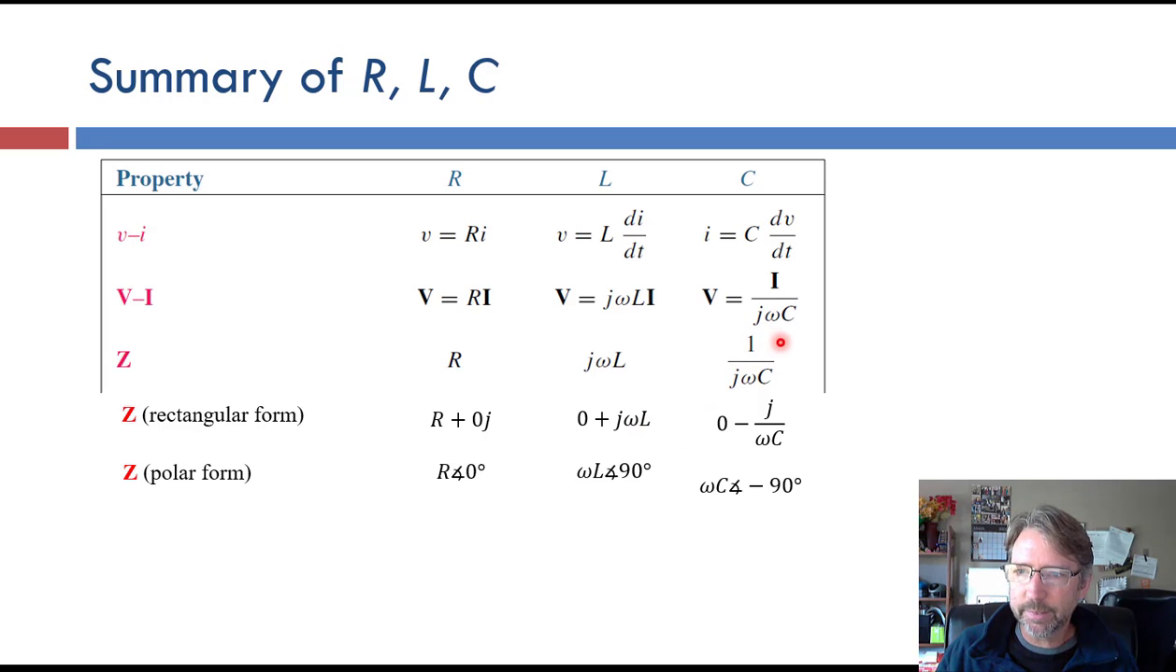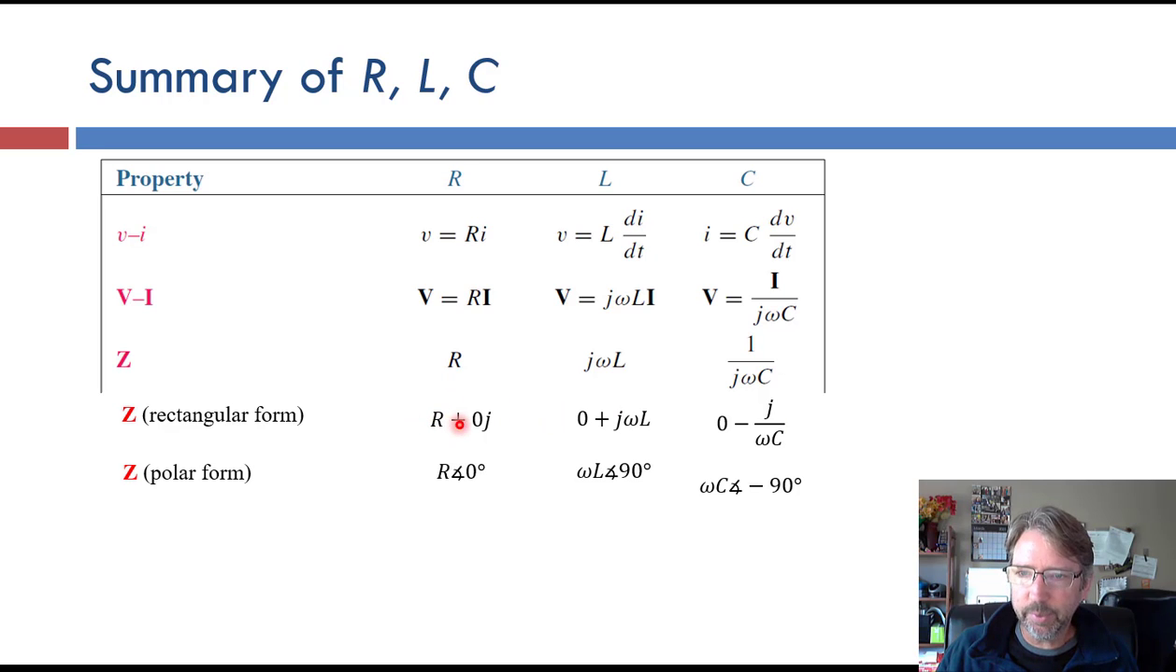and 1 over j: if you multiply the top and the bottom by j, you get a j in the numerator and a j squared in the denominator, and j squared is -1. So you can move the j from top to bottom if you flip the sign. Try that yourself if you're not sure, because it's a very common trick. So we put the j in the numerator and flip the sign there. So 0 minus j over omega C is the rectangular form for the impedance of a capacitor.